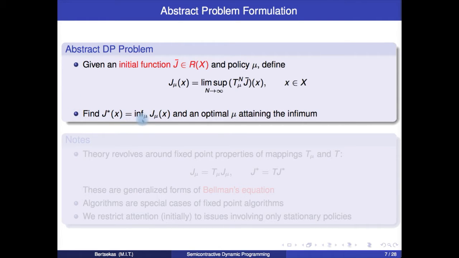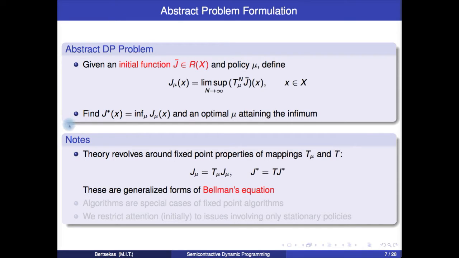Take the infimum over all mu, and we obtain the optimal cost function. That's what we want to find. We want to find J star of x for all x, and an optimal mu that attains the infimum uniformly for all x.